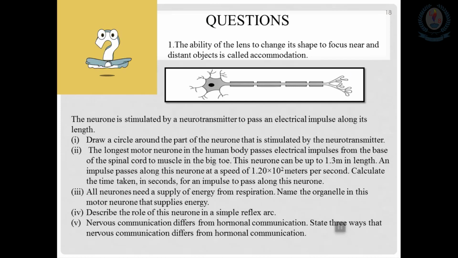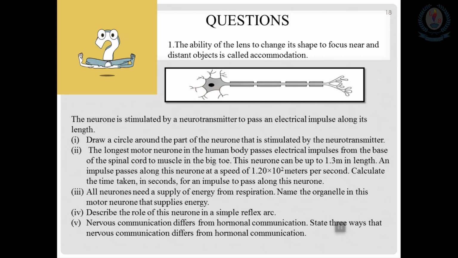As we have come to an end of this lesson, we'll do some questions. The ability of the lens to change its shape to focus near and distant objects is called accommodation. The neuron is stimulated by a neurotransmitter to pass an electrical impulse along its length. First part. Draw a circle around the part of the neuron that is stimulated by the neurotransmitter. So, you can circle the dendrites near the cell body.